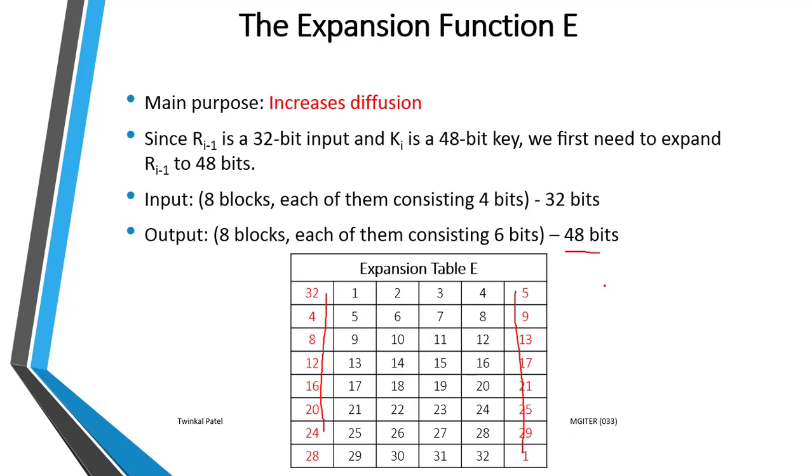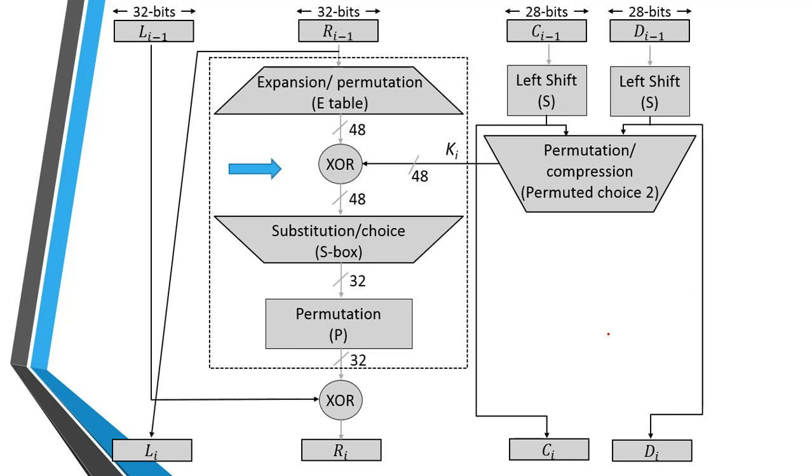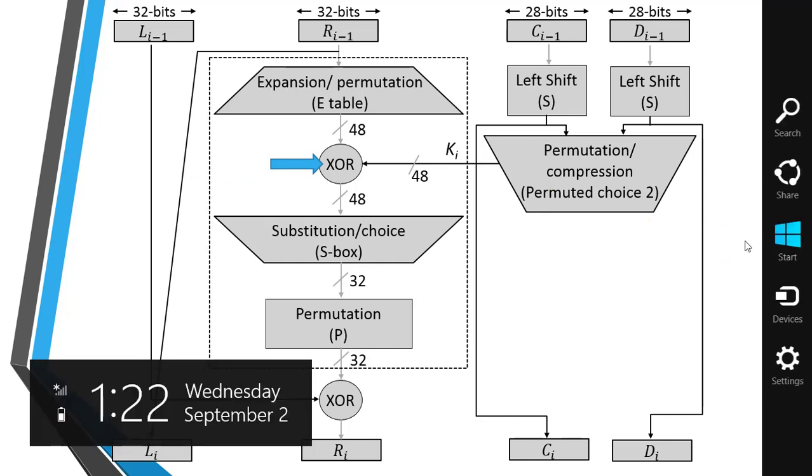So randomly here two columns of 8 bits, total 8 bits are added. So expansion will expand the table and we are getting the 48-bit output. The main purpose of expansion is that it increases the diffusion. Next is XOR operations. So expansion gives us a 48-bit output, and after applying the permuted choice 2 we have a 48-bit key.